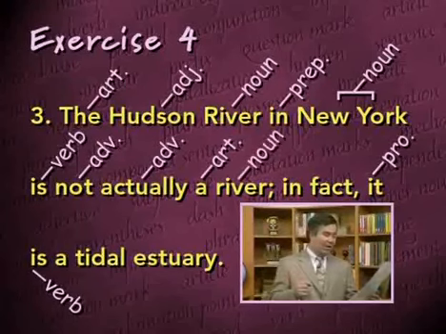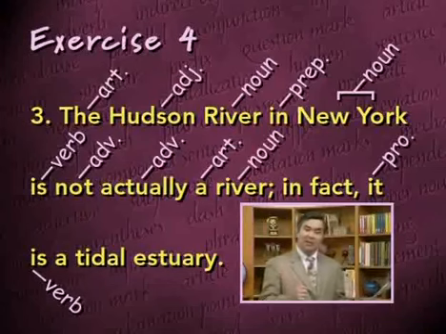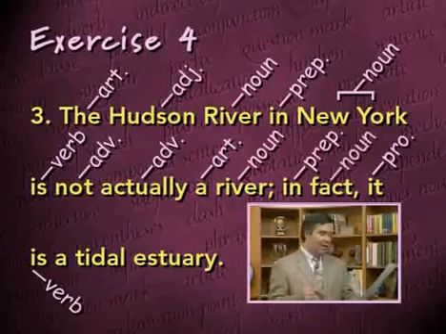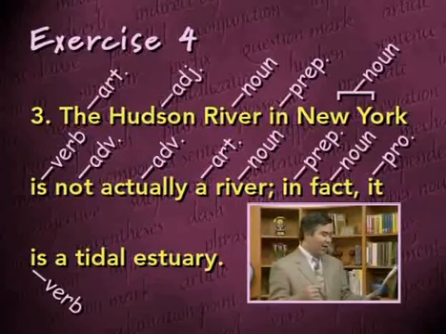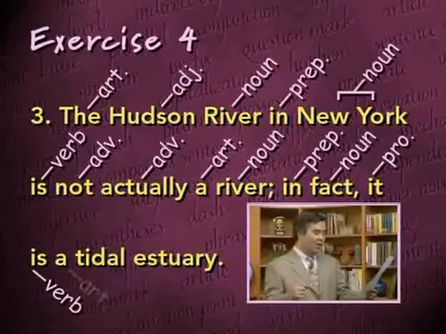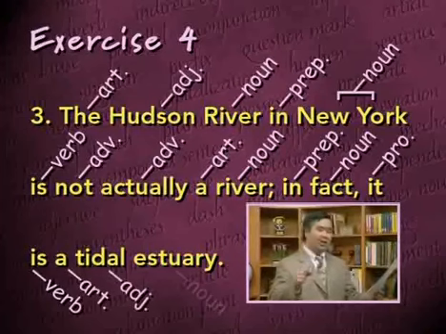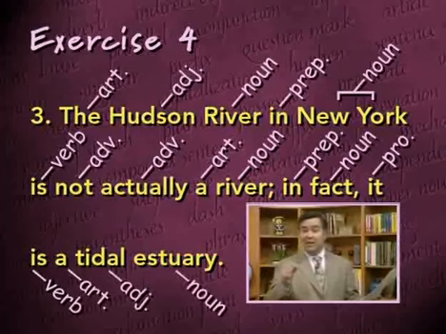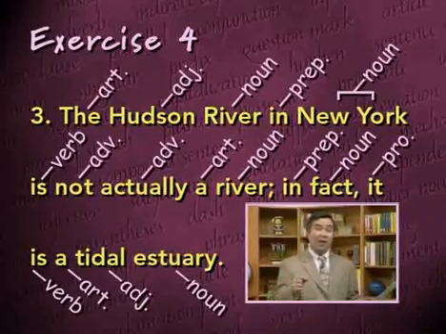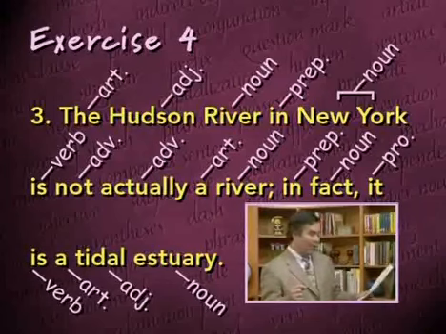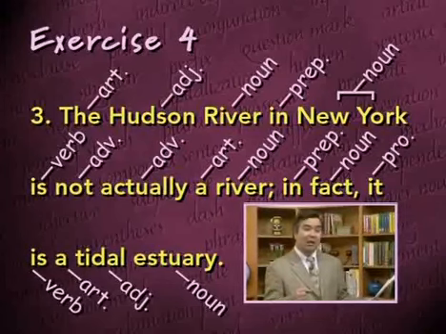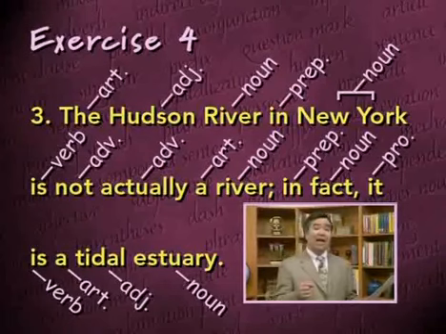Now we move into the second clause. In fact is a prepositional phrase. So in is the preposition, and fact is a noun. It is a pronoun. Is, we've already seen, is the verb. And a tidal estuary is an article, an adjective, and a noun. Estuary is a noun because it names a particular thing. It's a difficult word, so perhaps you don't know that word, but you can tell from the way it's used in this sentence that it must be a noun. For example, it's introduced by an article.